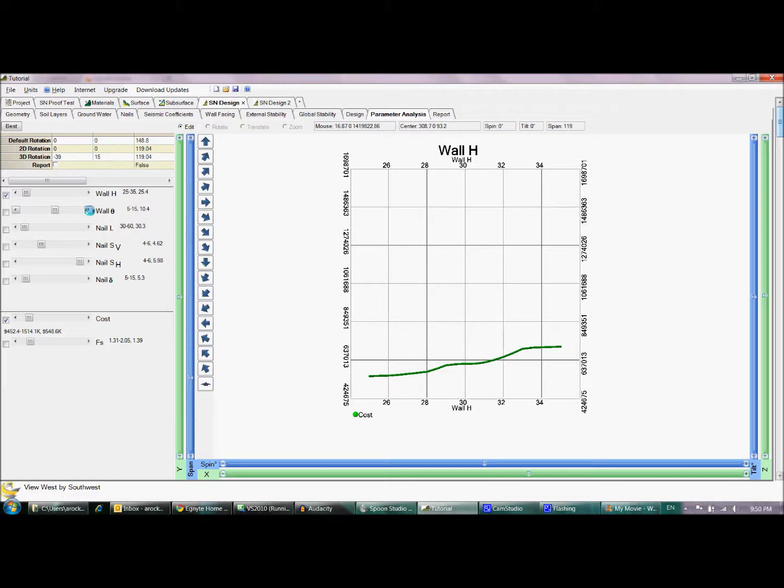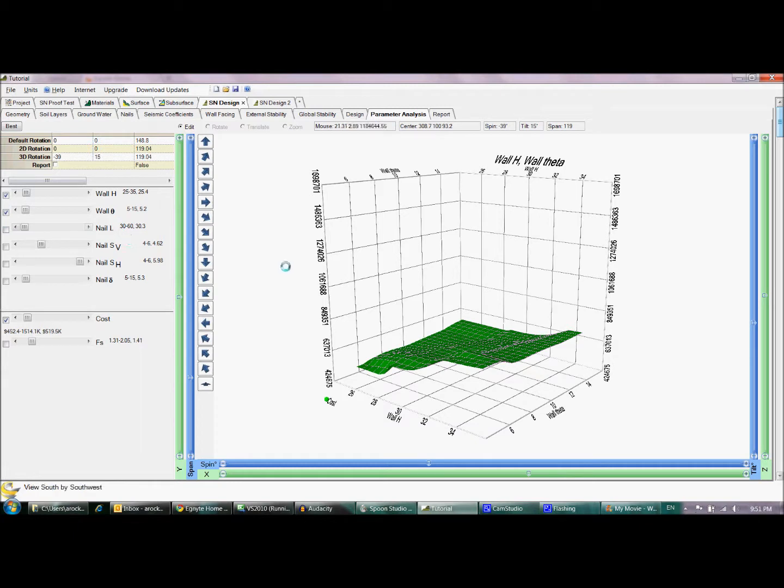We can see that the relationship between the wall height and the wall cost, and the wall height and the factor of safety both change. And we can plot that graphically and show in 2D whenever we have a low wall height and a low wall batter angle. And now what we're doing is we're changing the length of the nail, and you can see that the relationship between wall height and wall theta and cost changes based on the length of the nail.